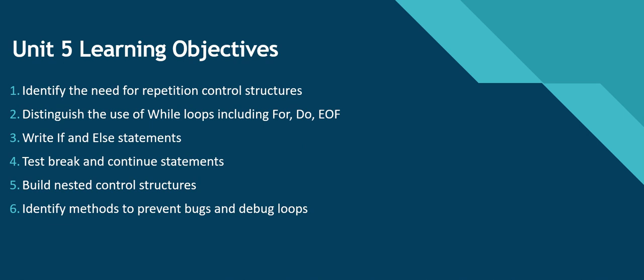As you work through this unit on MindTap, here are the learning objectives for Unit 5. You'll learn how to identify the need for repetition control structures, distinguish the use of while loops, including for, do, and EOF. You're going to learn how to write if and else statements, test, break, and continue statements, build nested control structures, and identify methods to prevent bugs and debug loops.